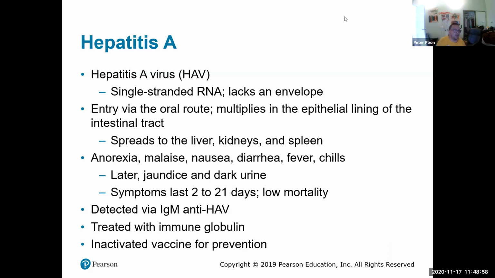What happens is the symptoms last 2 to 21 days. So this is an RNA virus. It doesn't stay very long. It just causes liver damage and then it goes away. There's a vaccine for it.